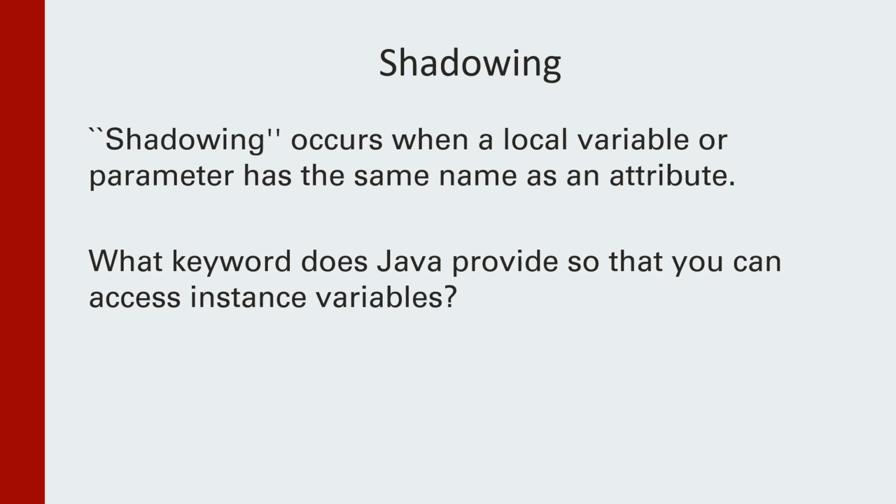Another vocabulary word that we have for today is shadowing. Shadowing occurs when a local variable or parameter has the same name as an attribute. And a question that you could get asked is, what keyword does Java provide so that you can access instance variables using shadowing? The answer is this.